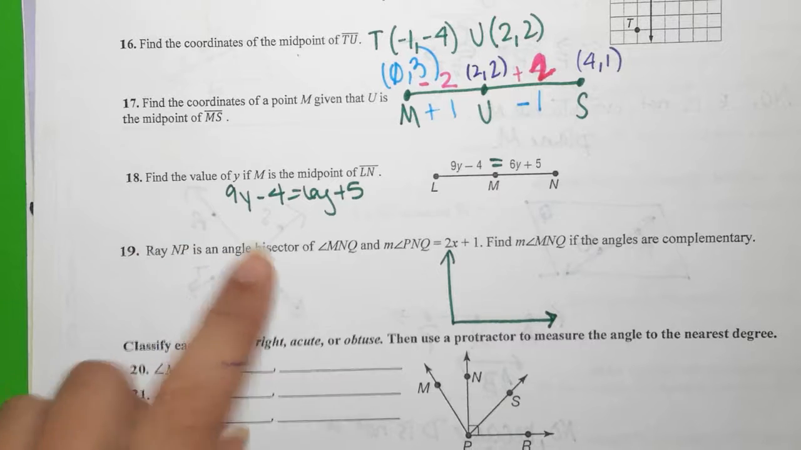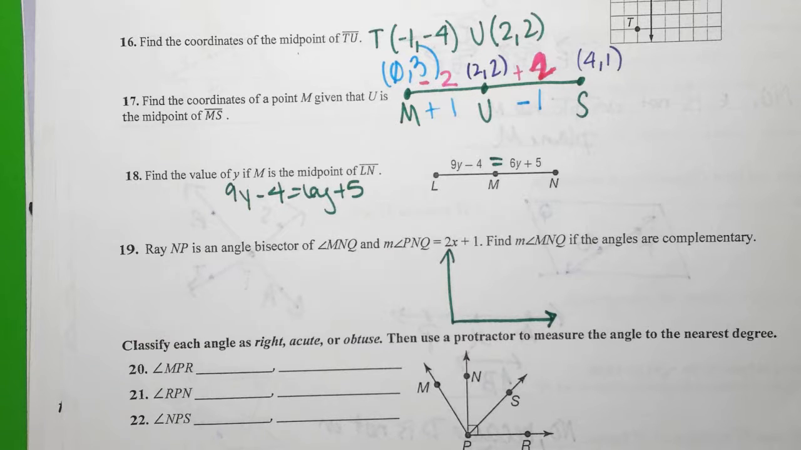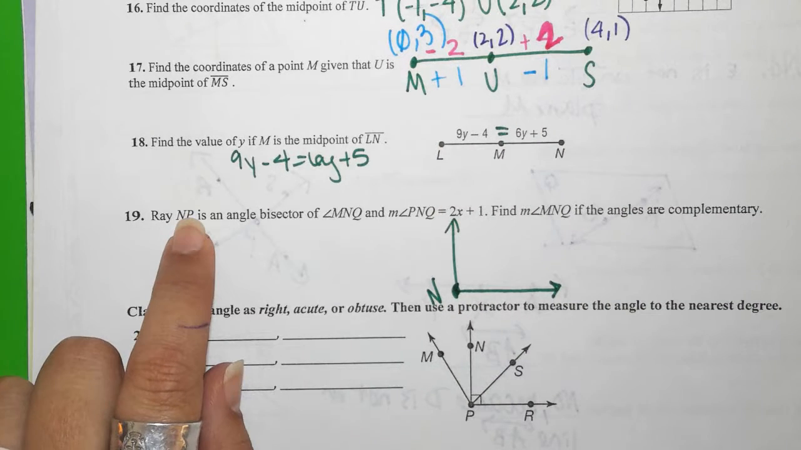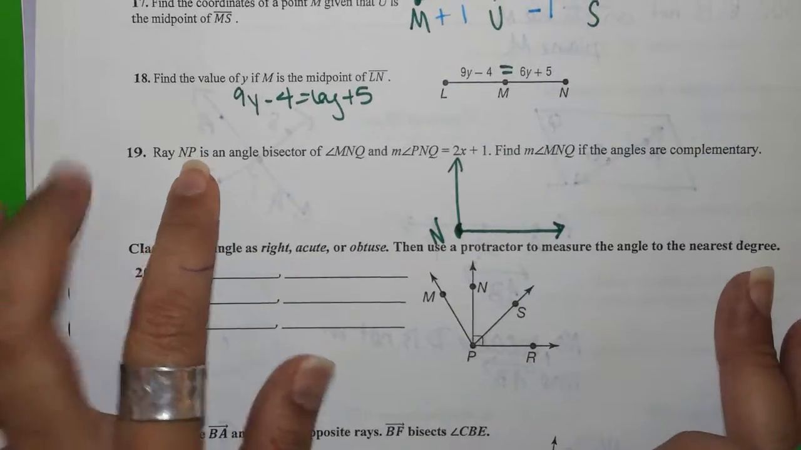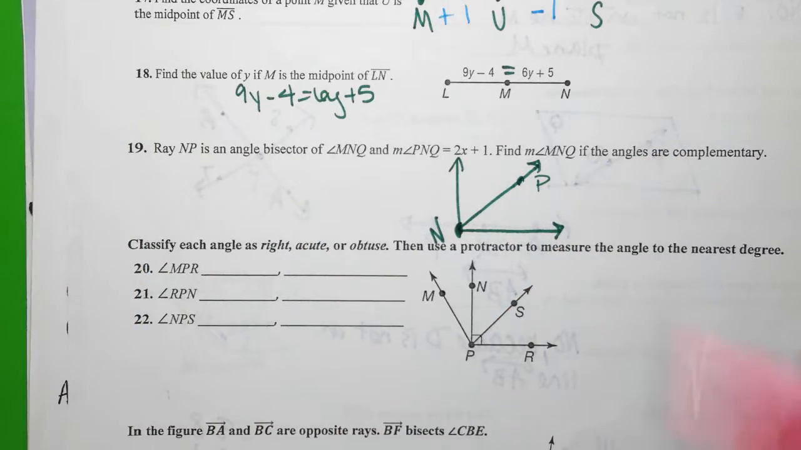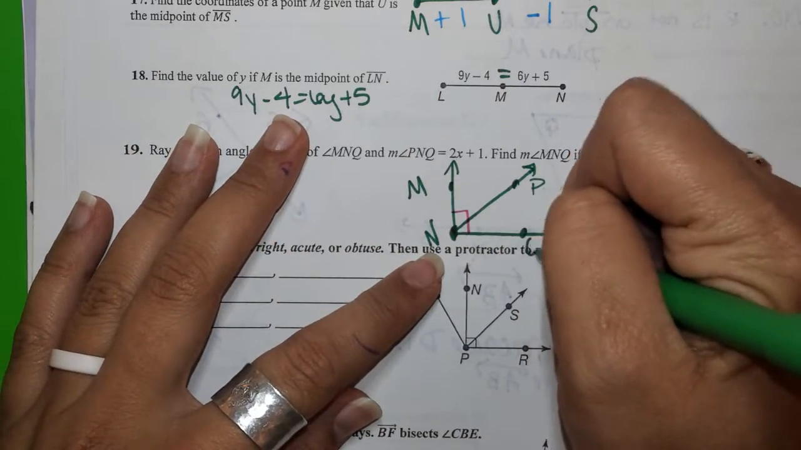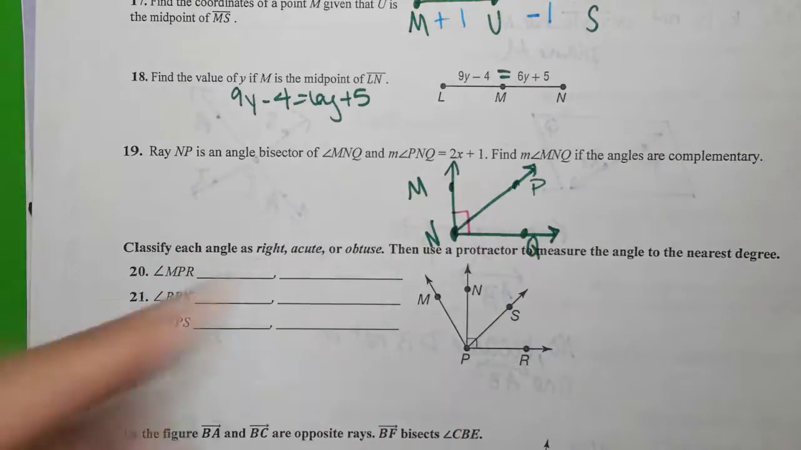Now, what is the middle letter of both angles? So that means our vertex is N, okay? Now, what does this tell us right here? It's an angle bisector, right? And what does that mean? It cuts the angle in half, of angle MNQ. Does everybody see how I created my picture? I just read what it told me. Because I'm magic.